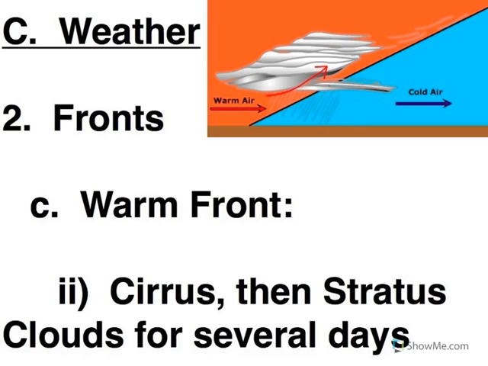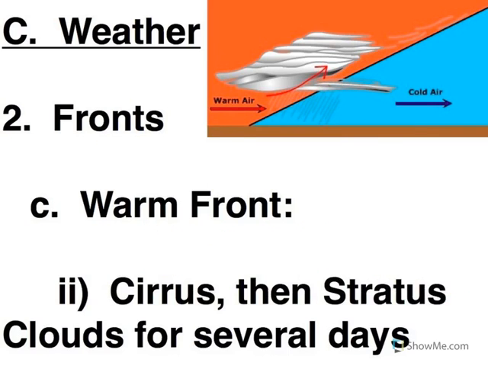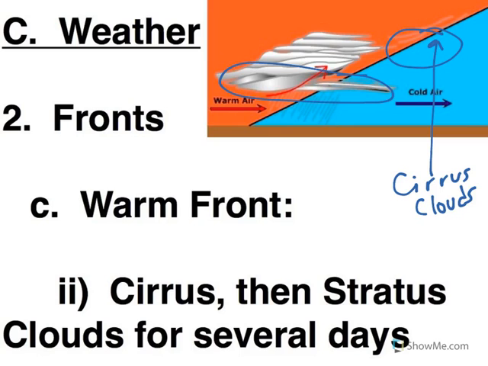Because it's so shallow, the first part of the front to arrive is, let's try that again, is up here at the very high altitude part of the front. And so that's when you're going to get cirrus clouds. Then later you're going to get the lower level clouds. And because that front is so shallow, you've got them for a long time.